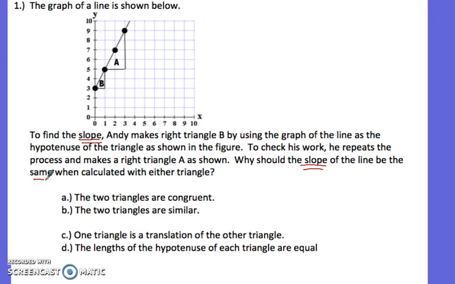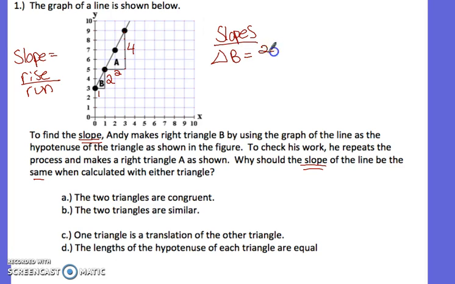Well, let's find the slope. Remember, you find the slope with rise over run. You know that this is positive, so I counted. I went to the right 1, so that's positive 1, and up 2. For triangle A, I went to the right 2, but up 4. So the slope of triangle B is rise 2 over run 1. For triangle A, the slope of the hypotenuse would be 4 over 2, which is also 2 over 1.